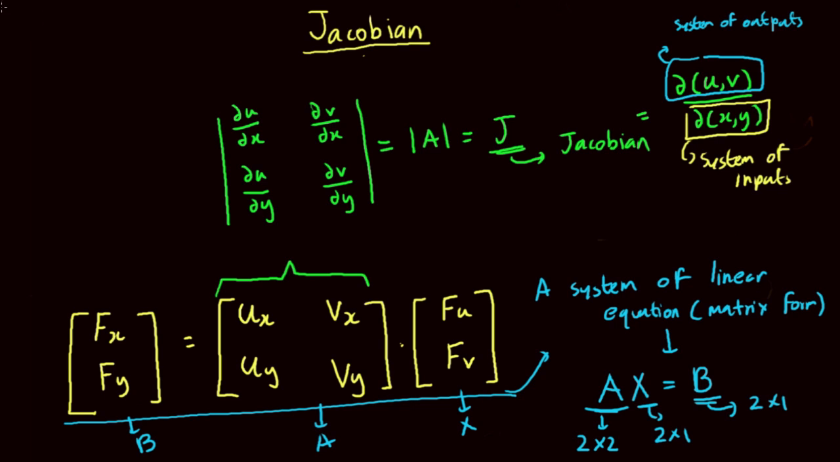And for the Jacobian, we can also find the inverse transformation, meaning the J inverse. So how are we going to find the inverse of that? Let me erase this real quick.